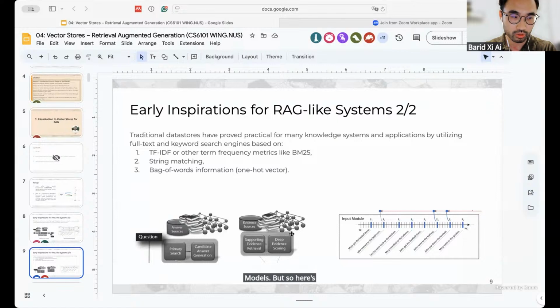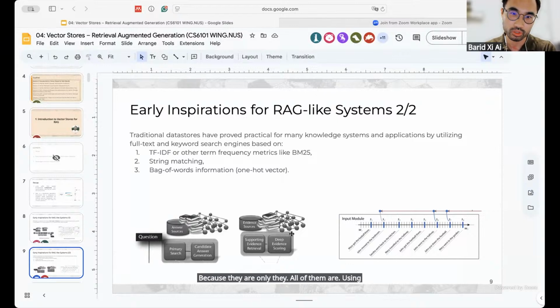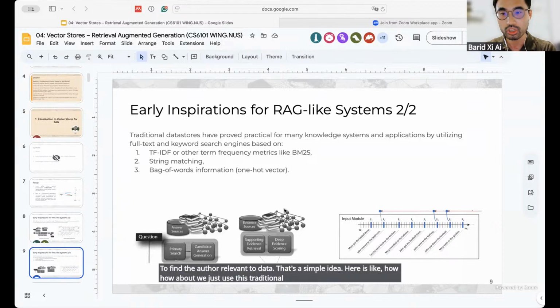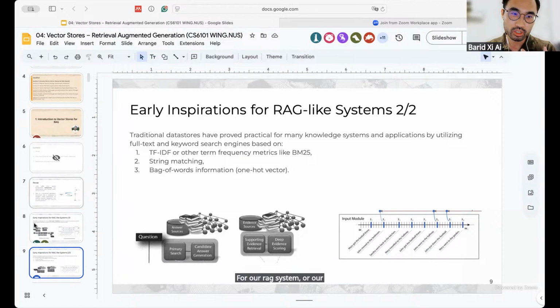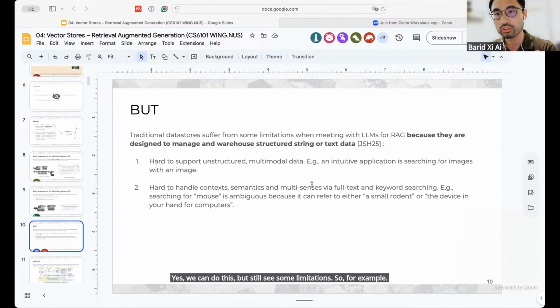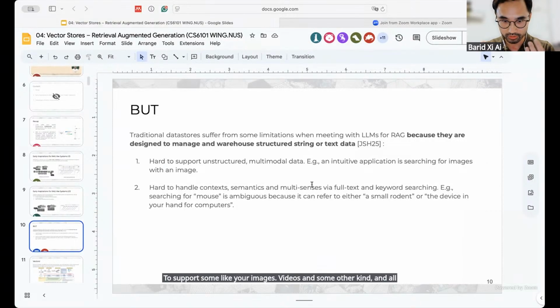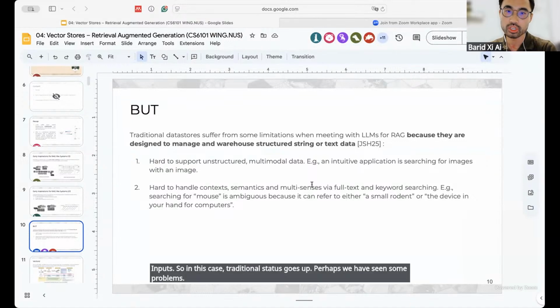But here are some problems with this combination, because all of them are using traditional data stores. They have to retrieve information based on keyword search engines. For example, you can leverage string matching algorithms to find all the relevant data. A simple idea here is, how about we just use these traditional data stores for our RAG framework? The answer is yes, we can do this, but we still see some limitations. For example, in our RAG model, sometimes we want the model to support images, videos, and all kinds of other inputs. In this case, we see problems with traditional data stores.